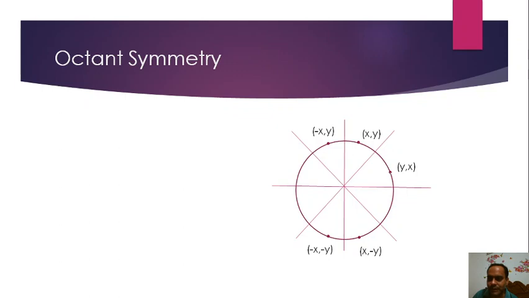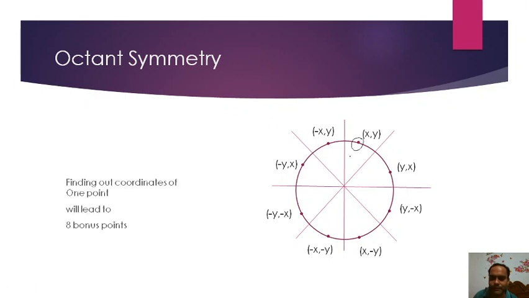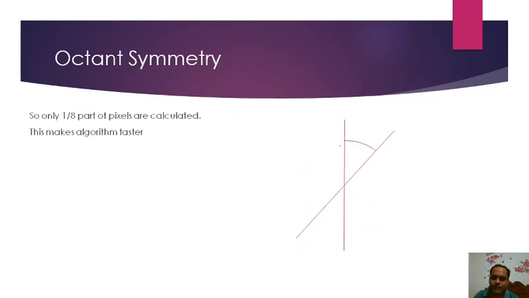Similarly, out of symmetry we can find four more points. If we negate this y, we will get y minus x, and similarly minus y minus x, and so on. Means to say that if we are able to calculate one point, we will get another 7 points as a bonus, making it 8 points. So our task is just reduced to calculating the coordinates of the points lying along this part of the circle only.